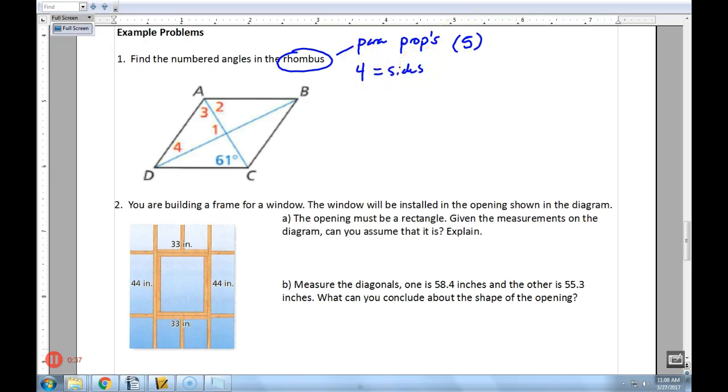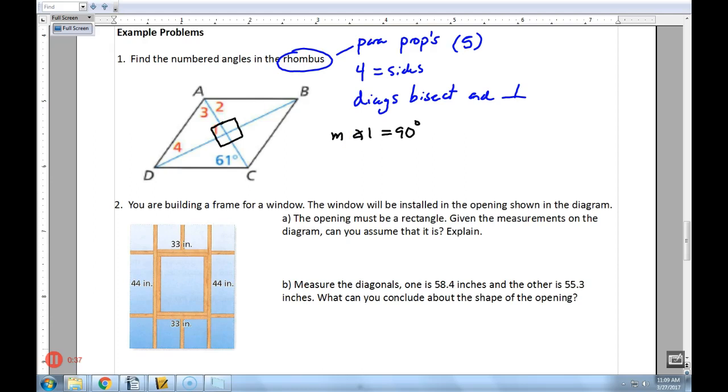There were some things about the diagonals. The diagonals bisect each other like the parallelogram, but they're perpendicular. So that's a key feature. That right there is the big one that's going to help me out with this problem. I need to understand that all of these angles in here are 90 degrees. So angle number 1 is 90 degrees, the measure of that angle.